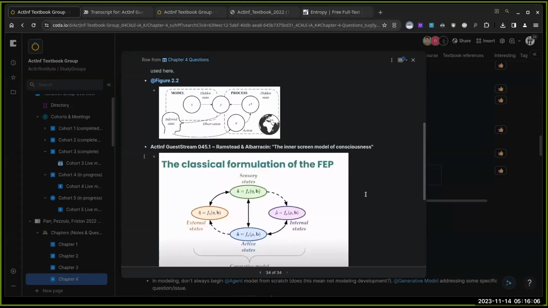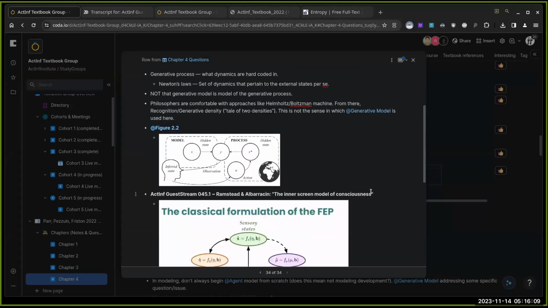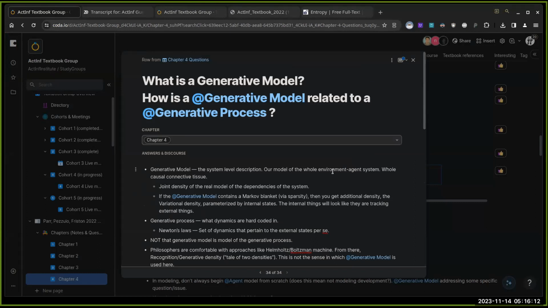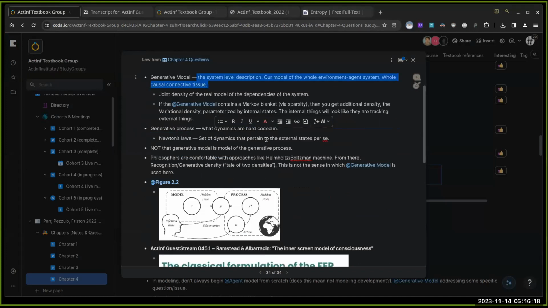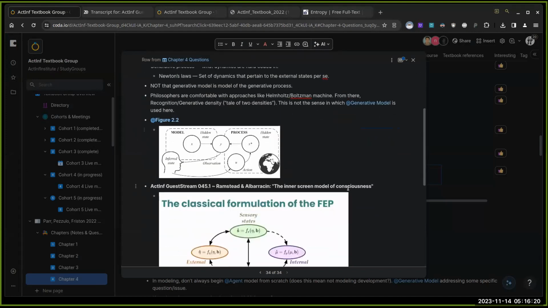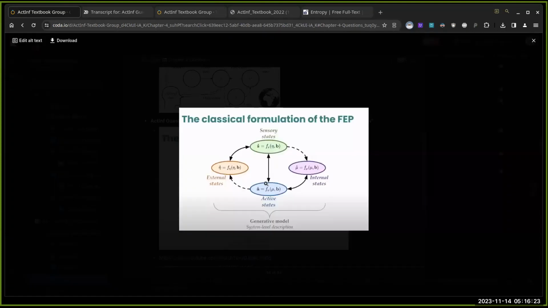So, short answer, generative model is coming to be used to describe all of the system level descriptions that the modeler has access to. And then if we're interested in just the blanket and internal states, we call that the particular states or the thing. If we're interested in just the internal and the active states, we call those the autonomous states. If we're interested in just the sensory and active states, of course, they're just the blanket states. And then if we're interested in all of the states, we can just refer to the system.